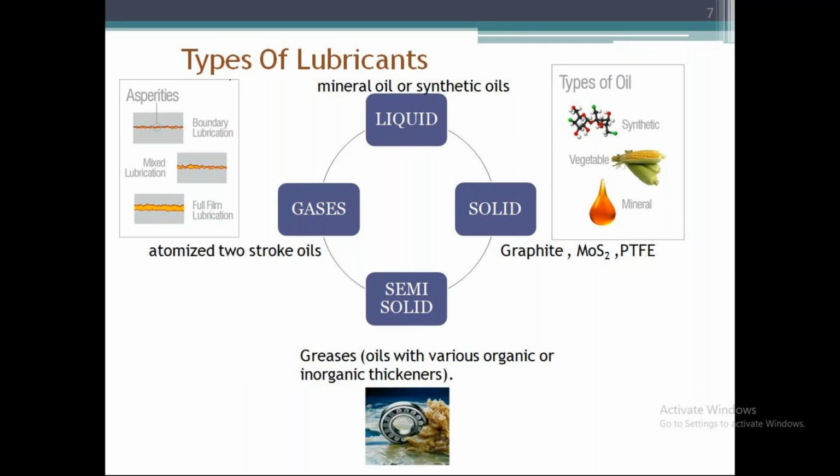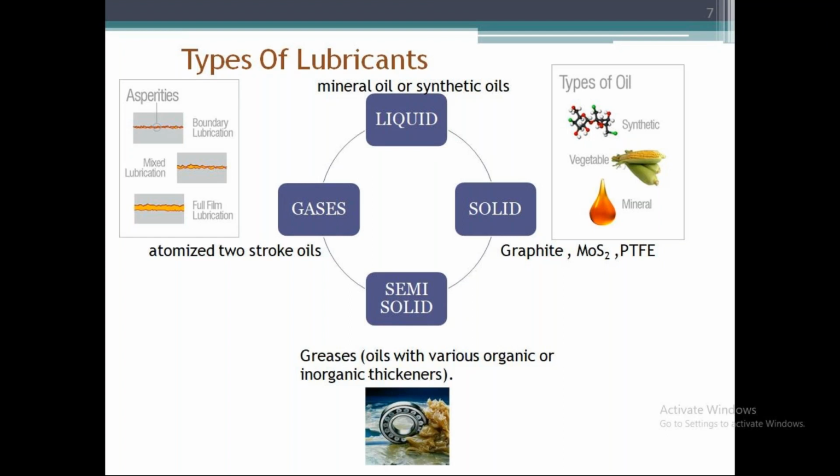Okay, so there are different types of lubricant. They are classified as liquid lubricant, solid lubricant, semi-solid lubricant and gaseous lubricant. In liquids, mostly we use mineral oil or synthetic based, or it can be vegetable based. Solid lubricants can be graphite, molybdenum disulfide, polytetrafluoroethylene. These are examples of solid lubricants. And there are semi-solid lubricants, that means between the liquid stage and the solid stage. Those examples are greases.